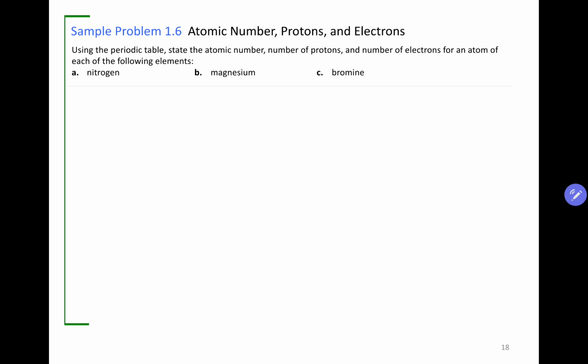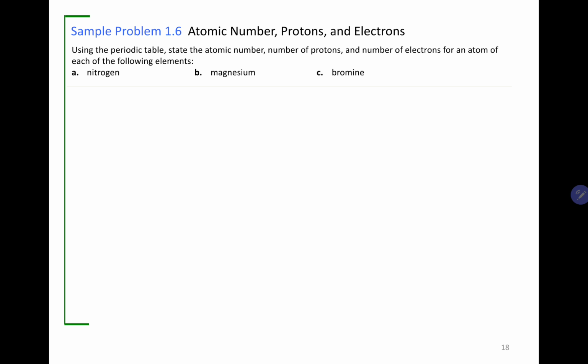All right, using the periodic table, state the atomic number, number of protons and number of electrons of an atom of each of the following elements. I have given you 3 different elements. First of all, I want you to tell me the atomic number, the number of protons and the number of electrons. Let's see if you can do it. For the first element, you might want to pause and answer.